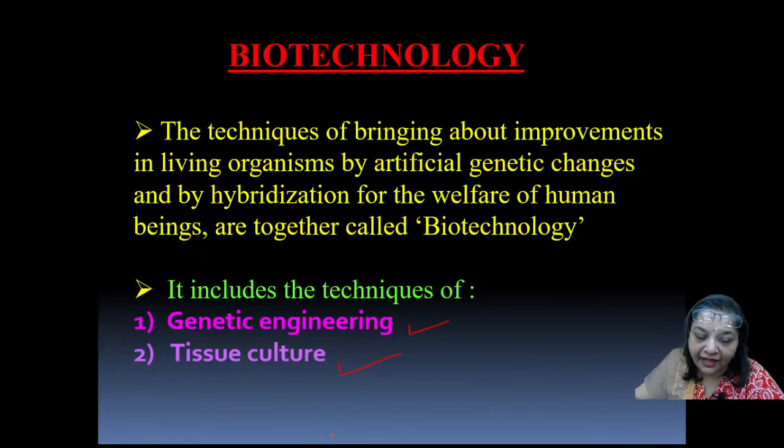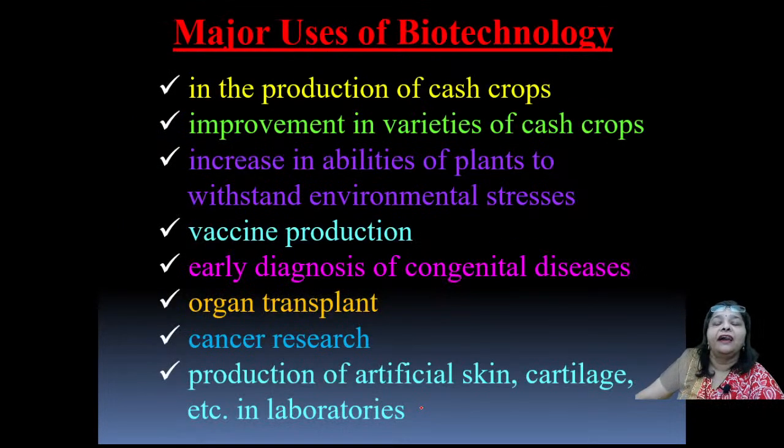Details you will be learning in higher classes, but let us see what exactly these techniques are and how they help us produce new varieties and new hybrids of plants and animals, which we are actually consuming now. So what are the major uses of biotechnology? Let us see. It is used in the production of cash crops, helps in the improvement of varieties of these cash crops, and helps in increasing the abilities of plants to withstand environmental stress, right?